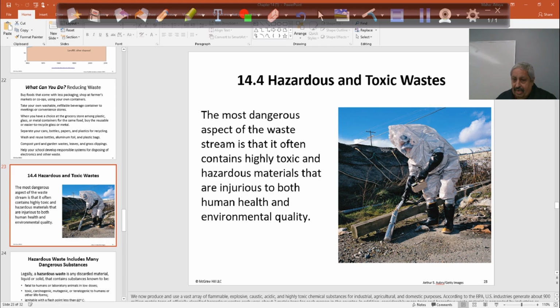The most dangerous aspect of the waste stream is that it often contains highly toxic and hazardous materials that are injurious to both human health and environmental quality.